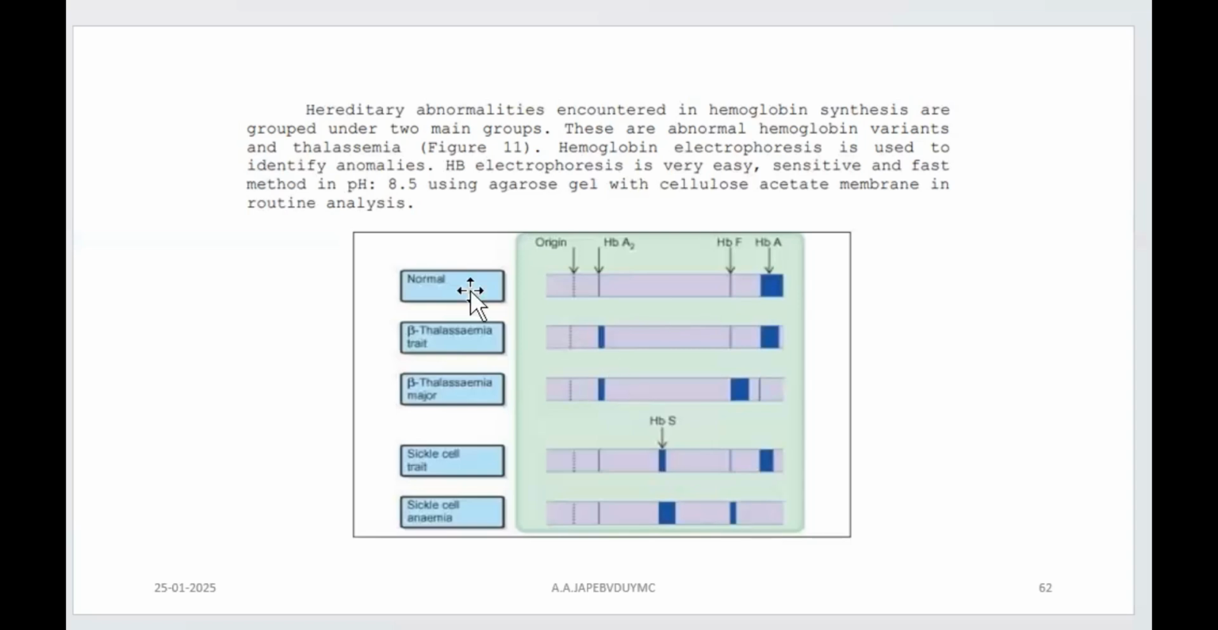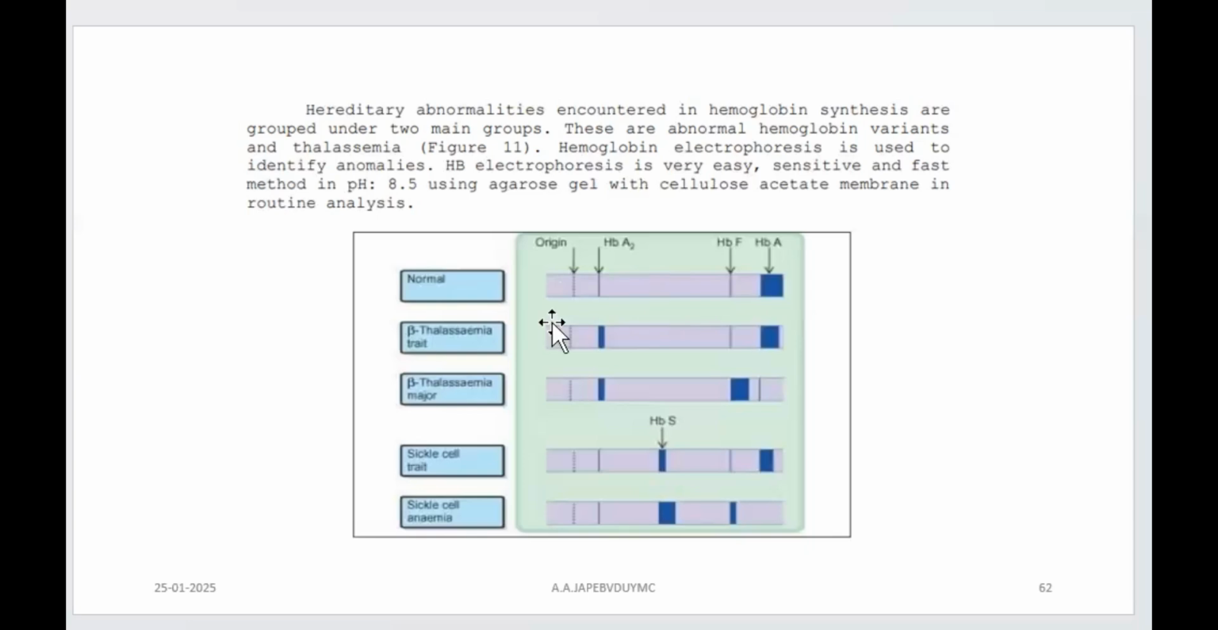What is important is to see this is the sample from a normal person. This is thalassemia. This is beta thalassemia major, right? This is the sickle cell test, and this is sickle cell trait and sickle cell anemic trait. So when hemoglobin is run on electrophoresis, these are the bands you are going to get. So this is a starting point, origin point, HbA2, HbF, and HbA. These are the molecules which are monitored. So if you see, as against that of normal, you have origin point, you have HbA2, you have HbF, and you have HbA.